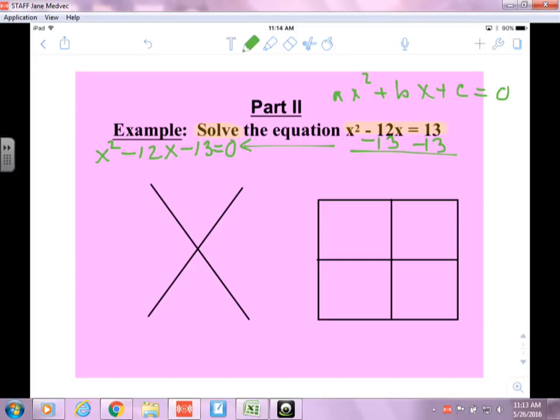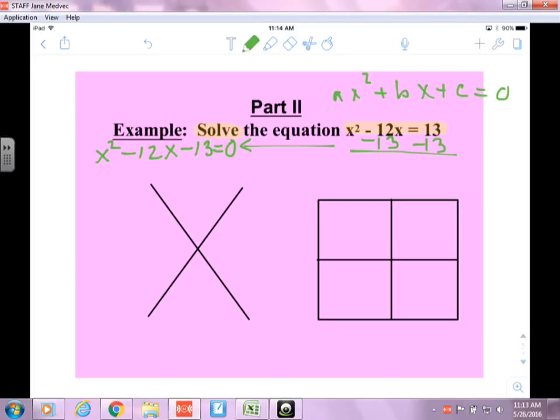Now my question is this: could I add together my negative 12x and my negative 13? No. Why? Because they're not the same. That's correct. X is a variable with the negative 12, isn't it? So that's perfect the way it is.